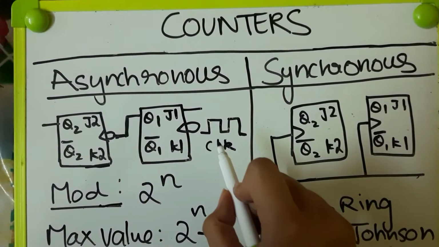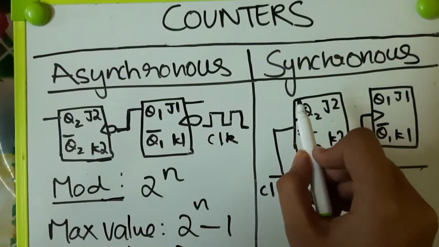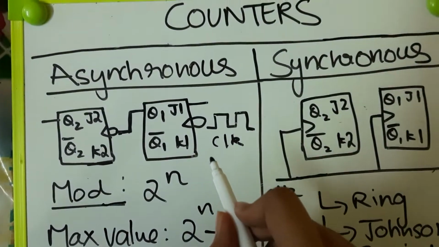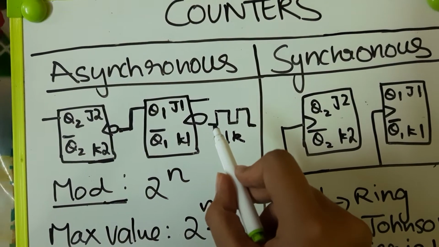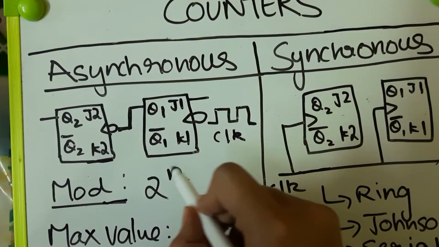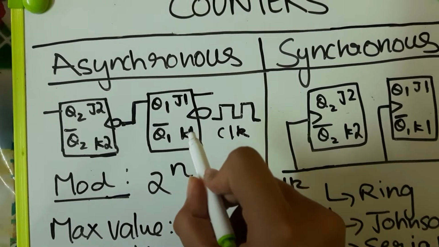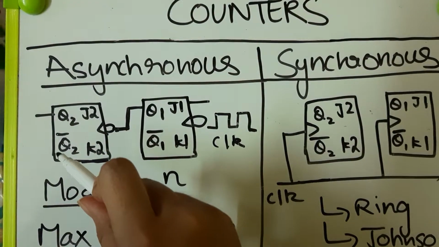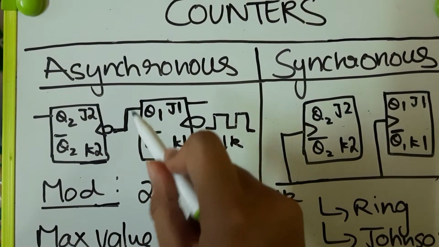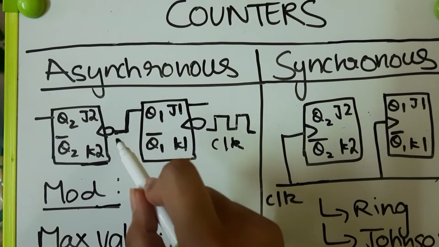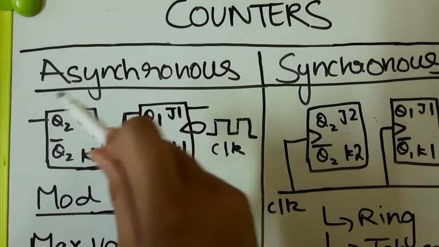We see that there is a clock pulse here. In an asynchronous counter, we have initially given the clock pulse to the first flip-flop. Now for the second flip-flop, the output of the first flip-flop will act as a clock, as we can see here.